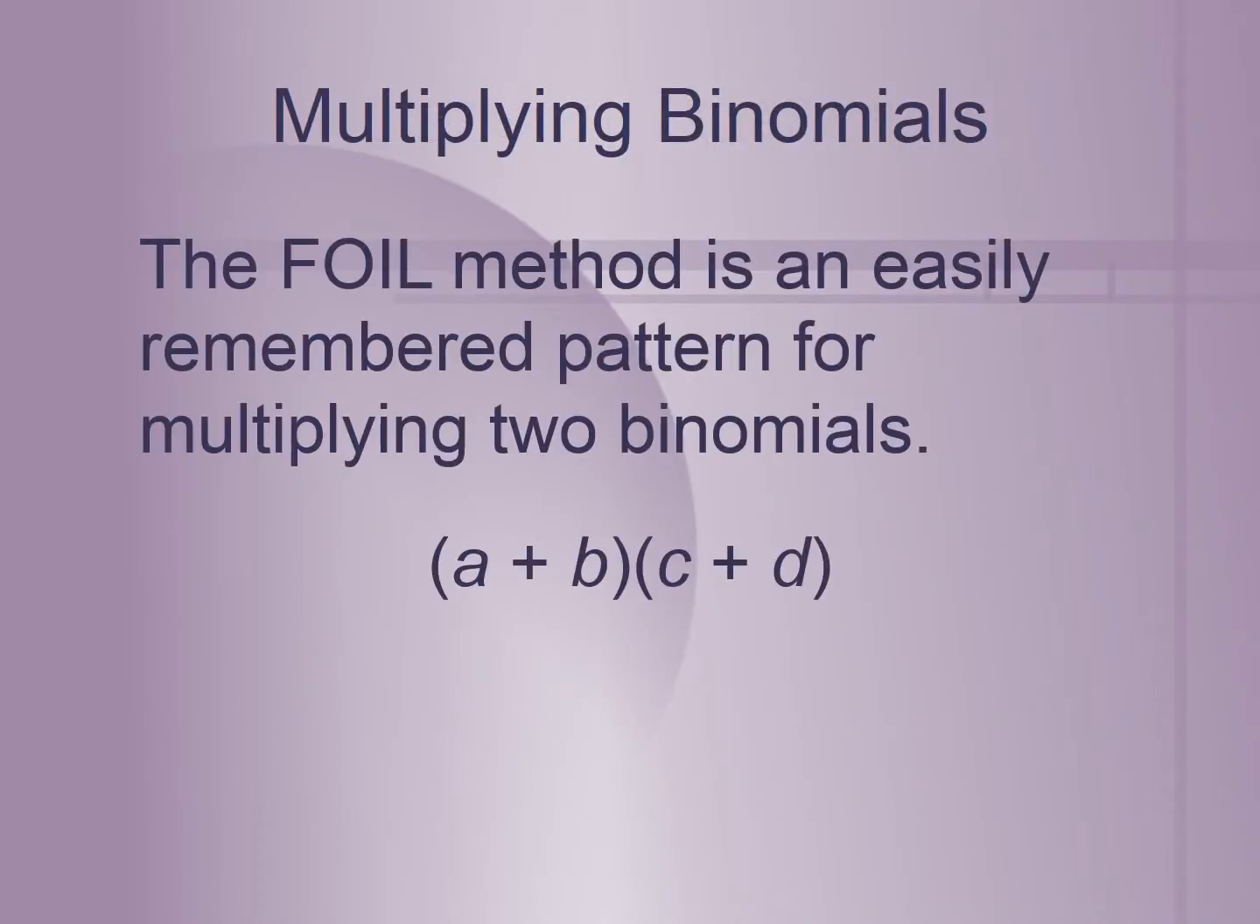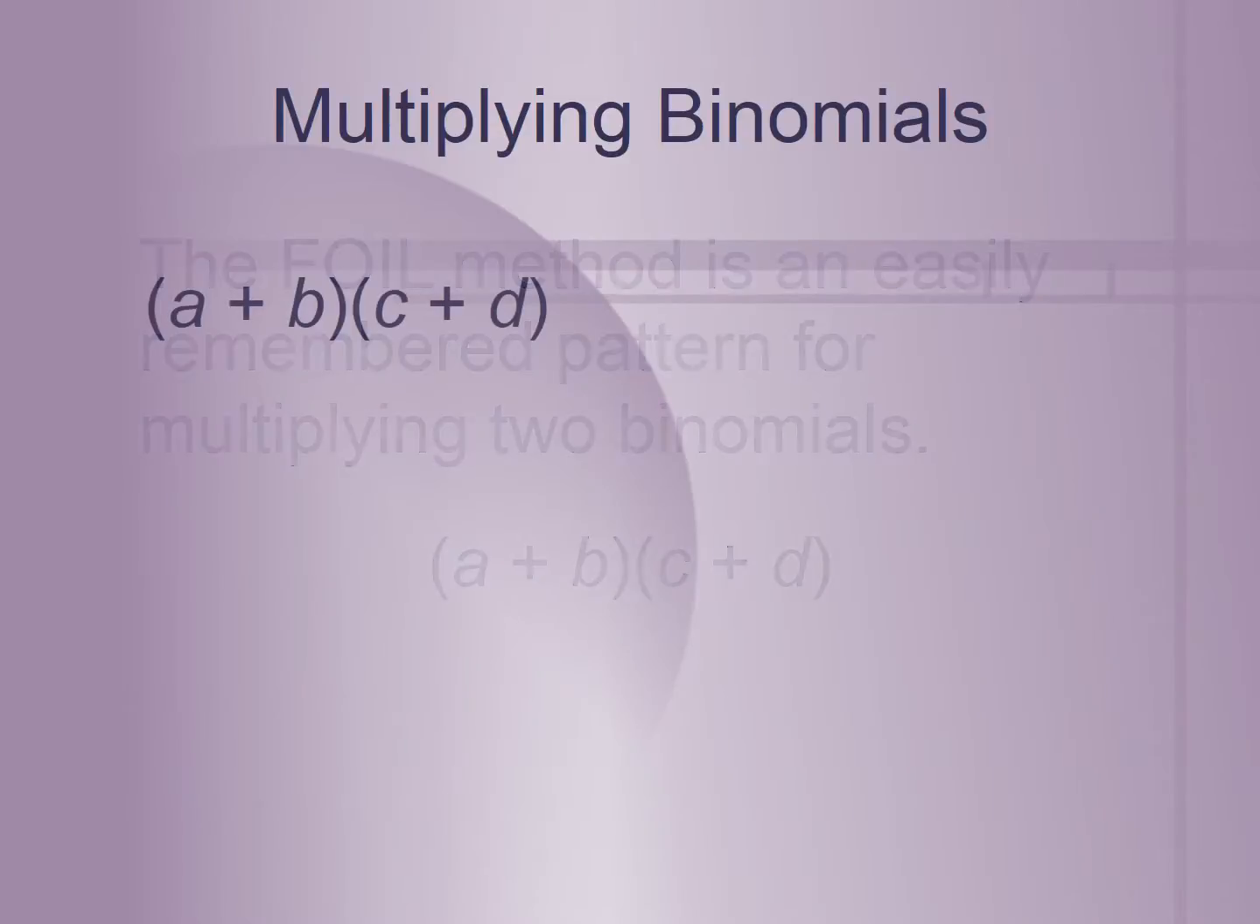So the FOIL method is a way for us to remember how to multiply two binomials. Remember, when you multiply binomials, you're distributing every term in the first binomial to everything in the second binomial. The way the FOIL method helps us is that the letters tell us which terms to multiply together.